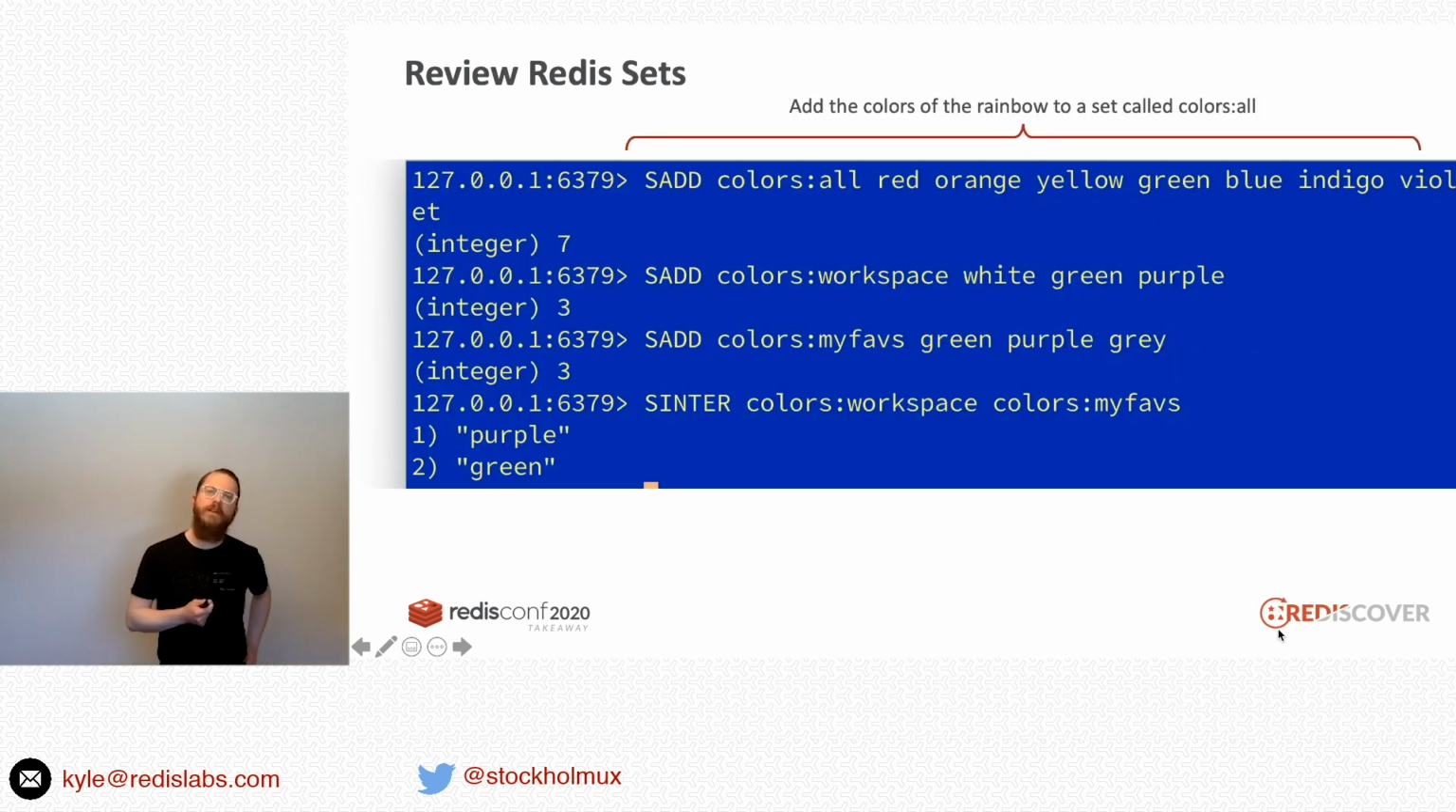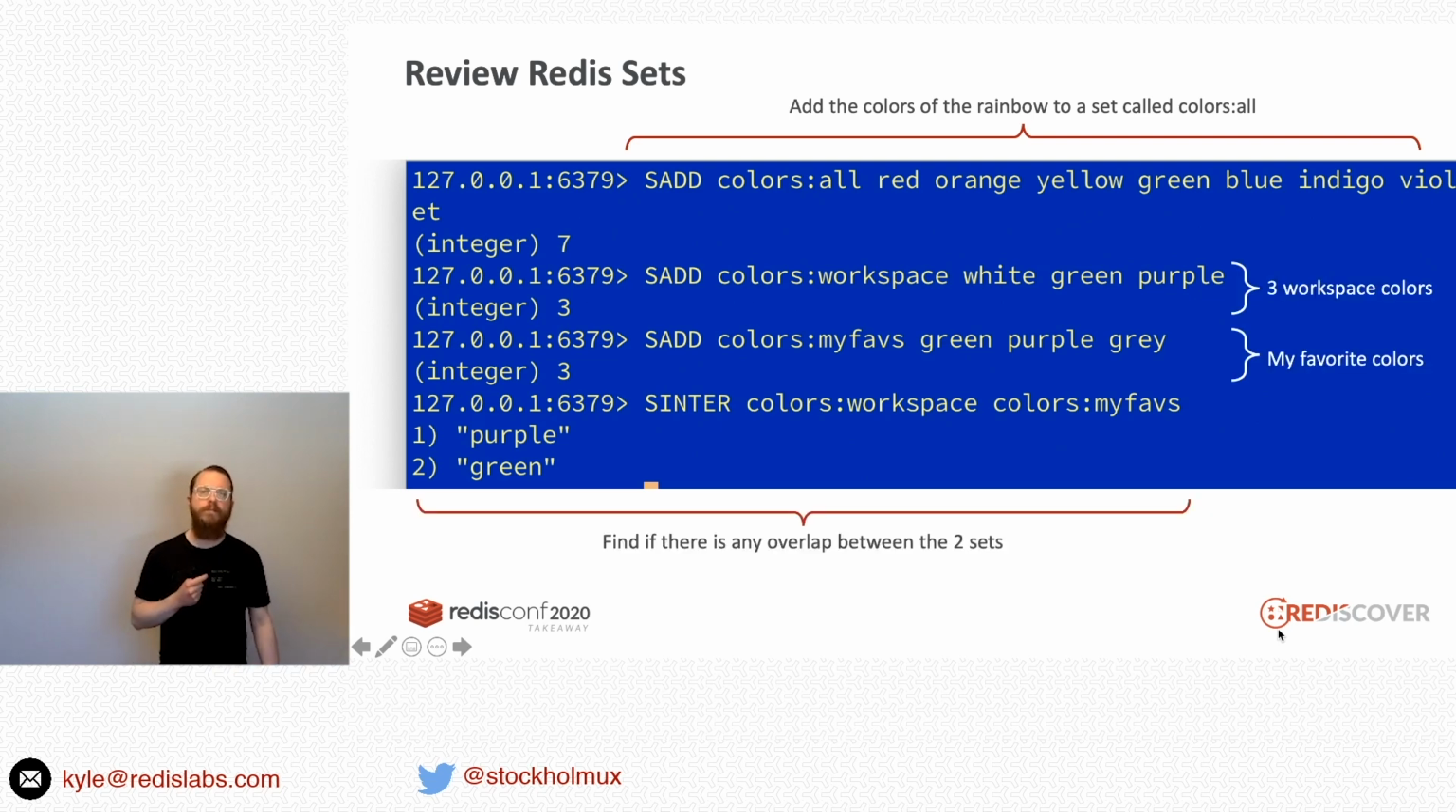The first thing we have here is we're adding the colors of the rainbow to a set called colors:all. That was pretty straightforward. SADD, again, is that variadic formulation. So we've added the 7 colors there. Then we're going to use SADD again. And here we're going to add white, green, and purple to the key colors:workspace. Again, with colors:myfave, green, purple, and gray, that returns 3. So SINTER will do the intersection between workspace and myfave. And you can see here we have purple and green in those intersections.